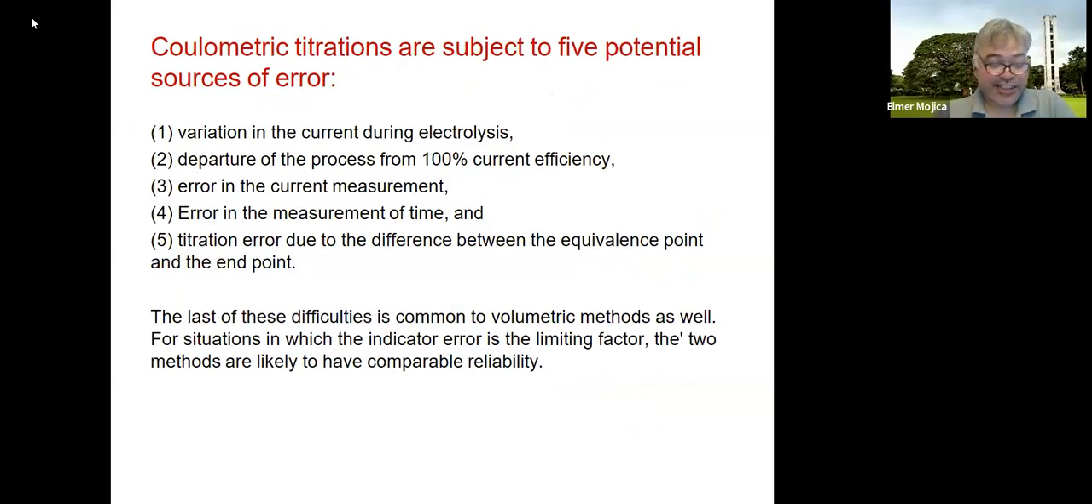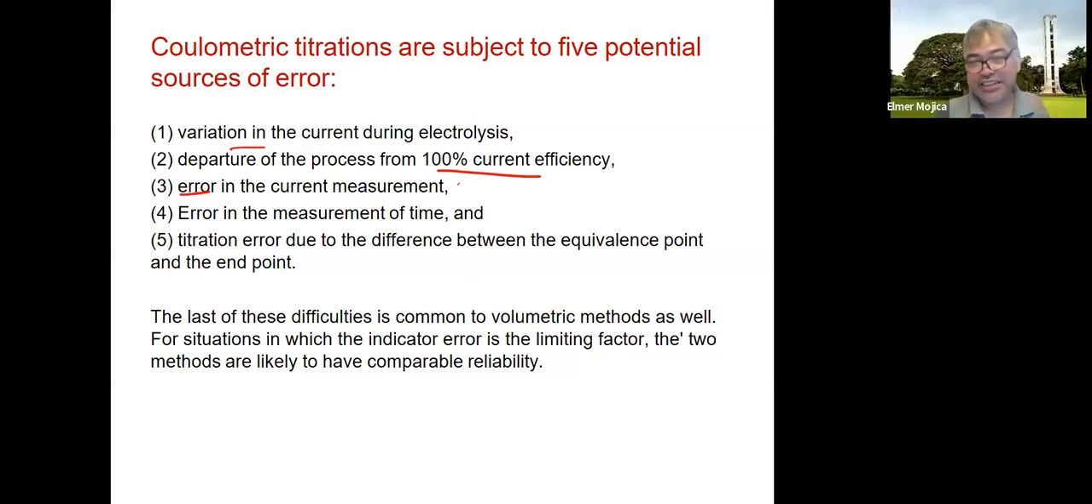Now, with regards to the sources of error, there are 5 potential sources of error in a coulometric titration. You have to make sure that the current that is employed is constant, because if there's a variation in the current during electrolysis, that is a source of error. And as I told you earlier, there should be the fundamental requirement where you have to satisfy the 100% current efficiency. So if you don't satisfy it, there will be sources of error. And then error in the current measurement itself. That's another source of error. And then the time. How you measure the time, that is also another source of error.